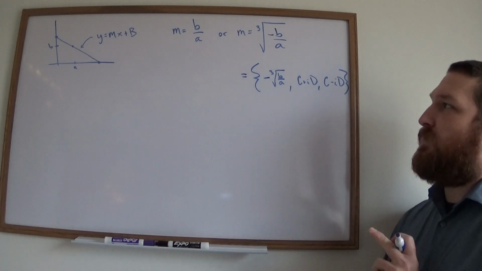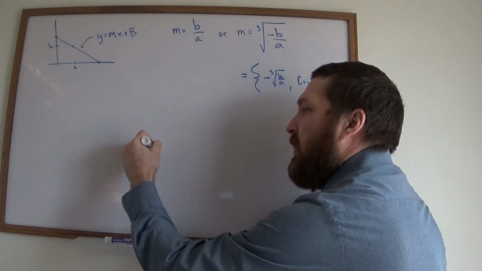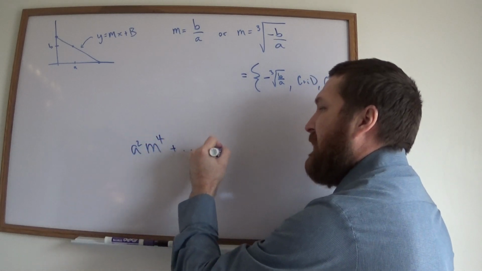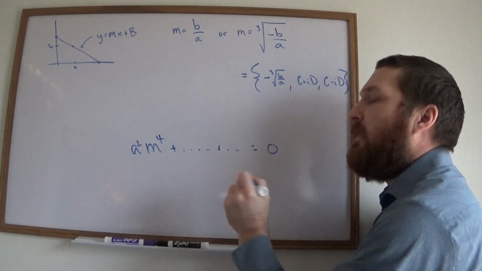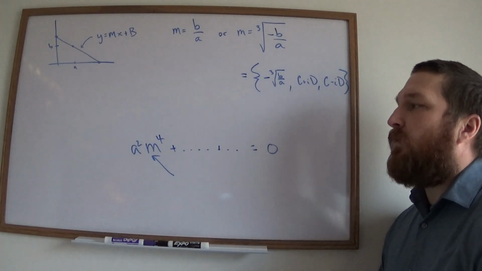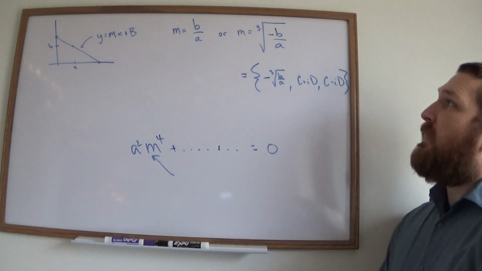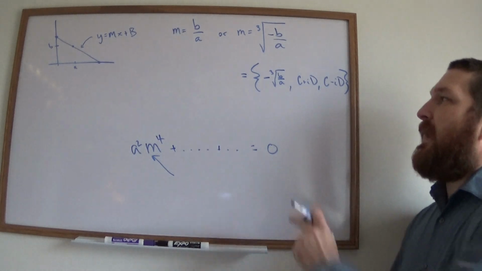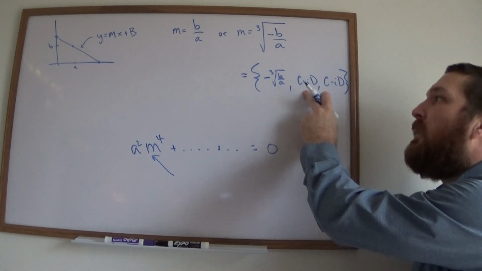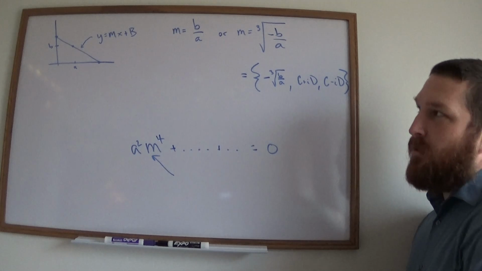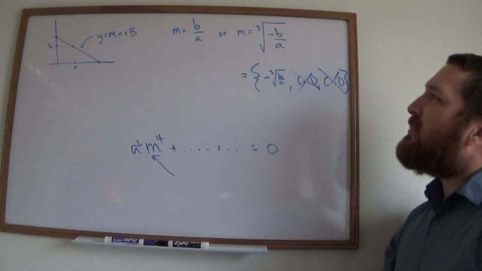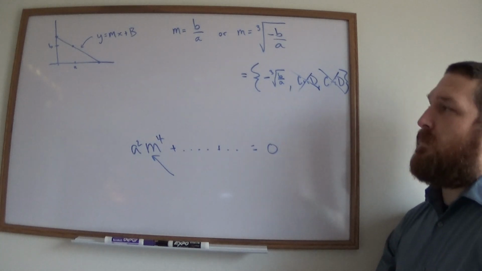We have 4 solutions, and that makes sense because our thing looked like this: a m^4 plus some other stuff equals 0. Since this is a 4th degree polynomial, we expect 4 roots, and we got 4 roots out of that. Although we didn't explicitly calculate what the complex ones were, we can rule them out because I'm sure that m is not a complex number. So that leaves us with 2 options.